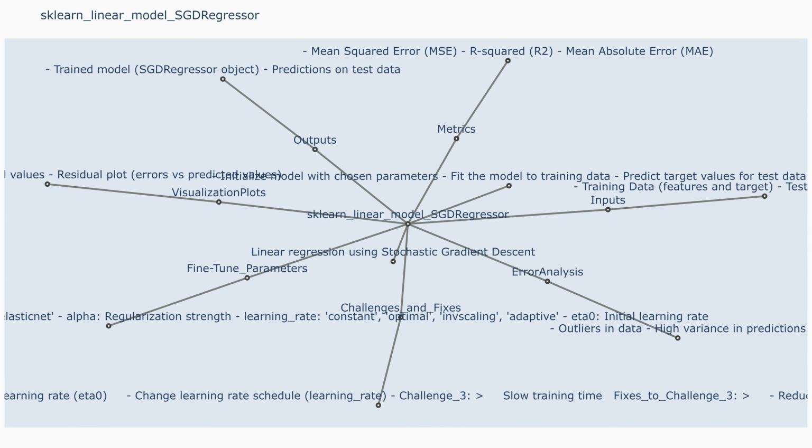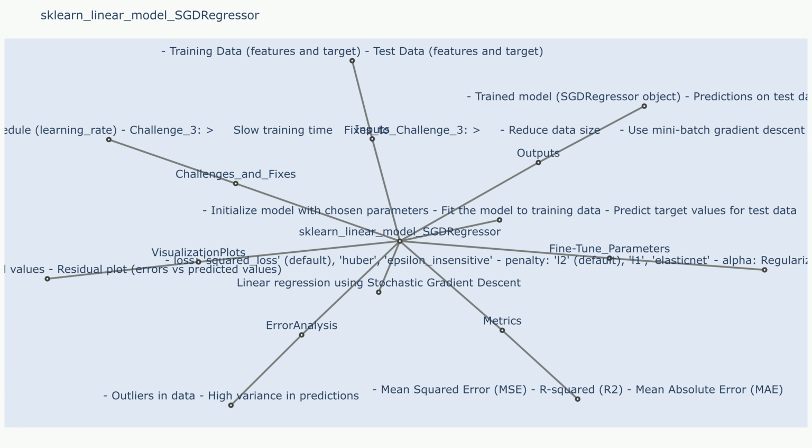sklearn linear model SGDRegressor. Description. SGDRegressor implements a linear model trained by minimizing a regularized empirical loss function using gradient descent. The regularizer is a penalty added to the loss function that shrinks model parameters towards a zero vector using either L2 or L1 norm. This helps to prevent overfitting and improve generalization performance.